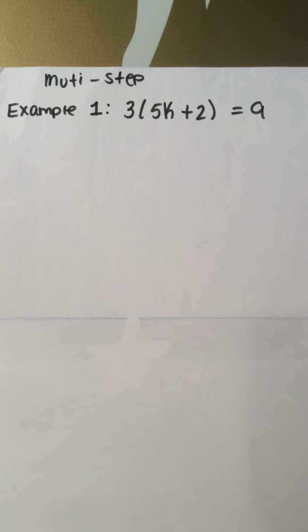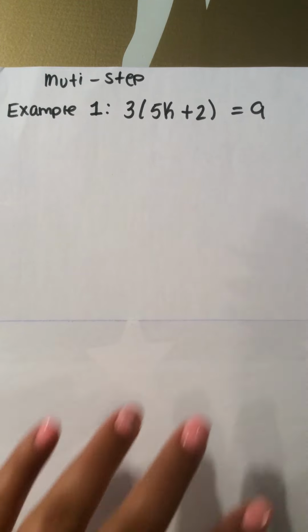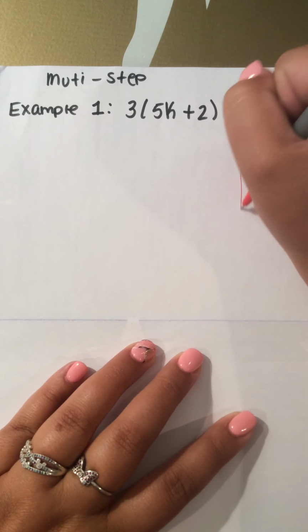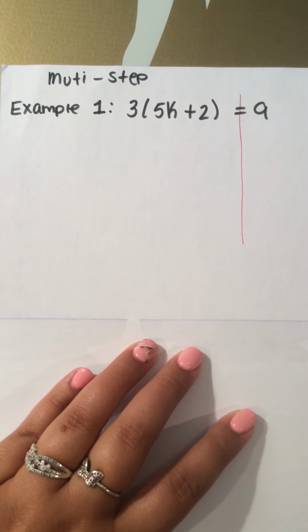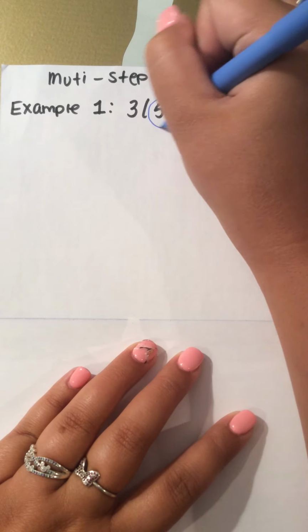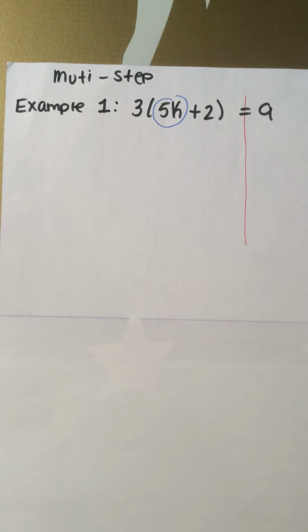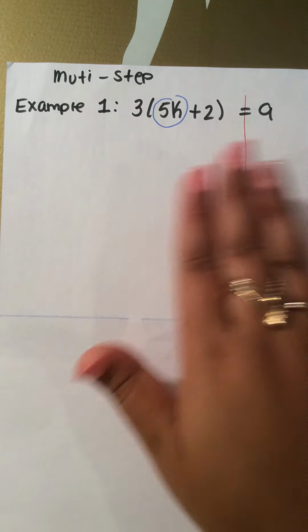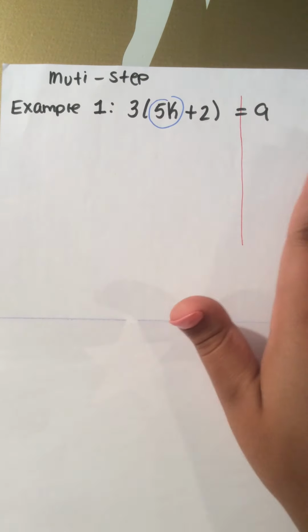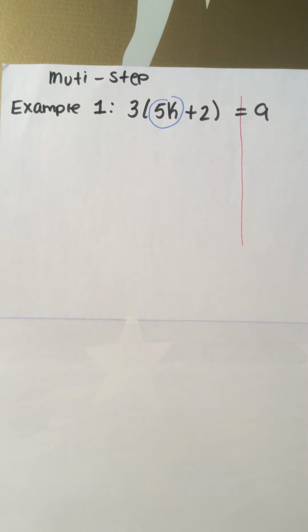Okay, so my first example is 3 parentheses 5k plus 2 equals 9. What I'm going to do first is draw a line down that equal sign and circle that variable, so I can differentiate between the two sides. I can see that the variable's on this side and there's only a 9 on this side. Because sometimes, and you'll see in the next example, you'll have a variable on both sides.